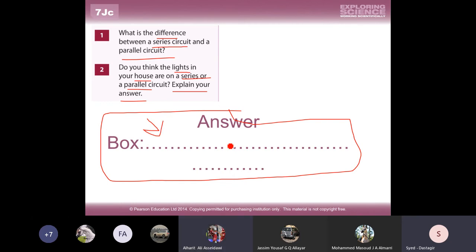Let's go. Mister, we cannot. If you can't do it, just write it down on paper.